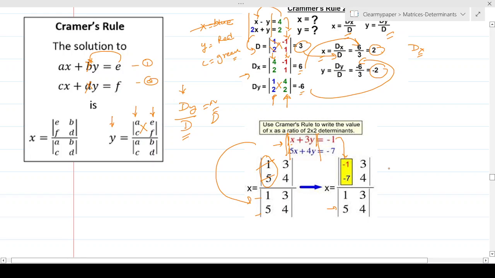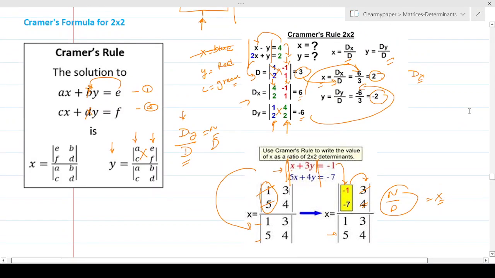And then you solve the numerator and the denominator, and whatever value you get, that's the value of x. And do vice versa to find the value of y, where this goes here and you have 3 and 4, and you leave the x variables, x1 and 5, untouched. That's how you use Cramer's rule to solve for x and y.